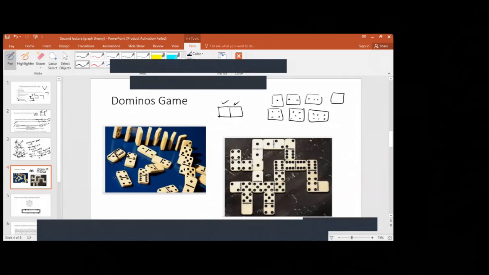The gaming pieces make up a domino set, sometimes called a deck or pack. It consists of 28 tiles. Our aim here is to connect squares with the same number of dots. For example, we have a tile like this one. The next player will attach another tile like this one.